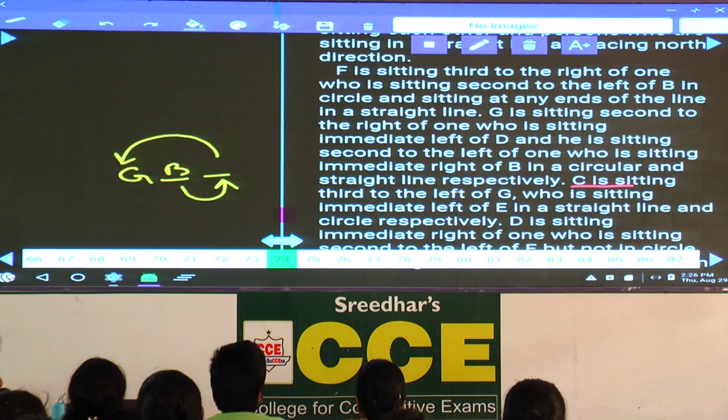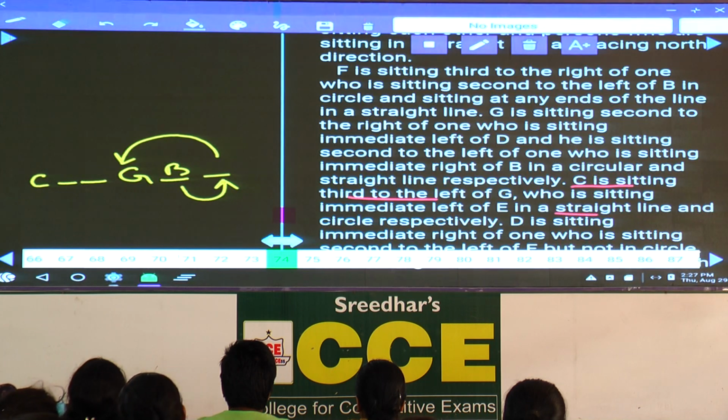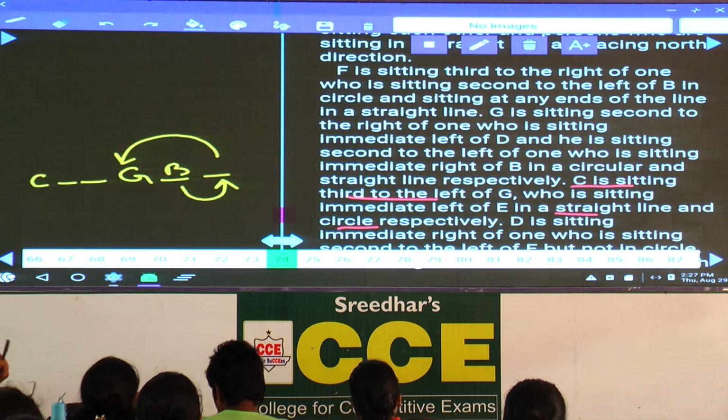Now C is sitting. Now the first one is related to what? C is seated third to the left of G in a straight line. Hence C must be here. C is seated third to the left of G in a straight line, isn't it? And G is seated to the immediate left of E in a circle. Now G is to the immediate left of E in a circle, isn't it?